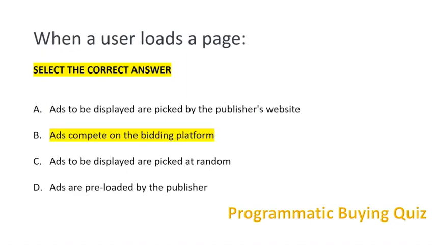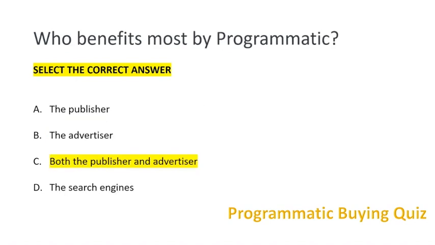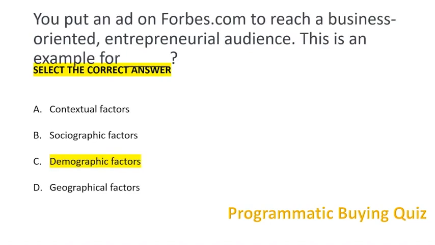When a user loads a page, ads compete on the bidding platform. Who benefits most by programmatic? A. Both the publisher and advertiser. You put an ad on Forbes.com to reach a business-oriented, entrepreneurial audience. This is an example of what? A. Demographic factors.